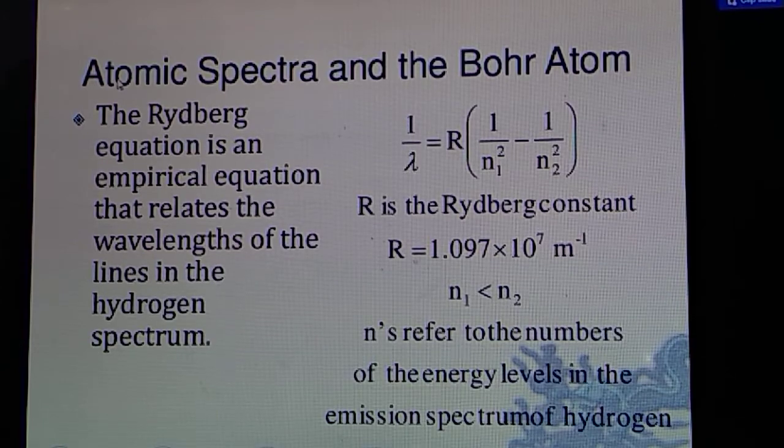Atomic spectra and the Bohr atom. The Rydberg equation is an empirical equation that relates the wavelengths of the lines in the hydrogen spectrum. According to Bohr's atom, 1 by lambda equals R into 1 by n1 square minus 1 by n2 square. R is the Rydberg constant, and 1 by lambda equals nu bar, that is the wave number. The Rydberg constant value is 1.097 into 10 to the power 7 meter inverse. n refers to the numbers of the energy levels in the emission spectrum of hydrogen.